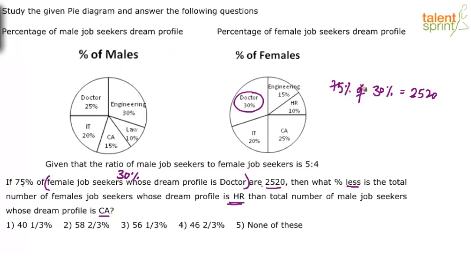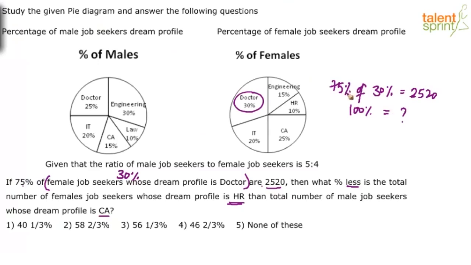See, 75% of 30% is equal to 2520, right? Now try and simplify this. Try to solve this and get 100%. Remember, when you take 100%, what will you get? Total number of females, because we are talking about females here, right? 75% of 30% of female job seekers whose dream profile is doctor is 2520. Then 100% equals to what? Solve this, what happens? How much do you get?